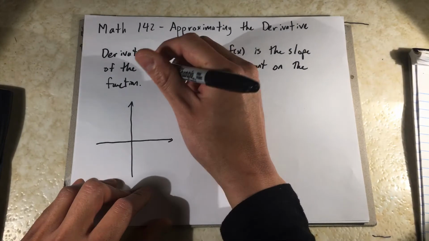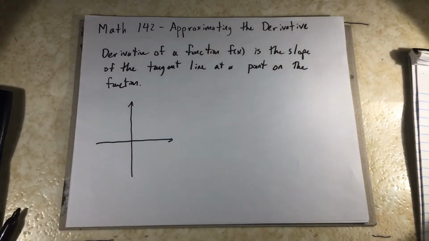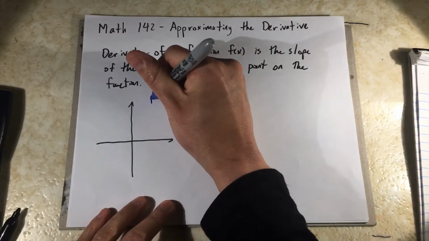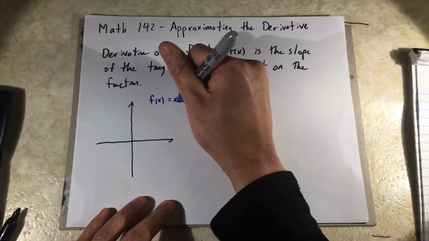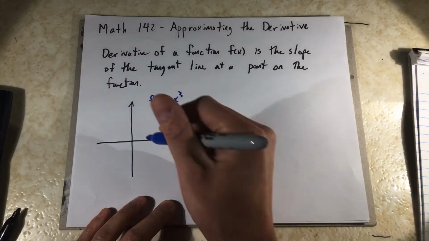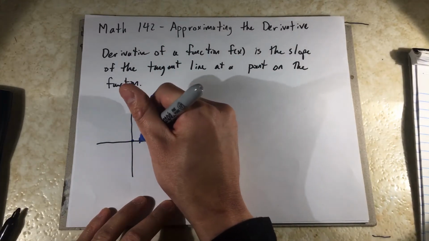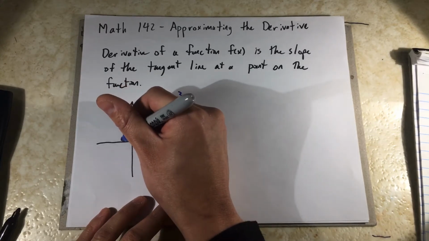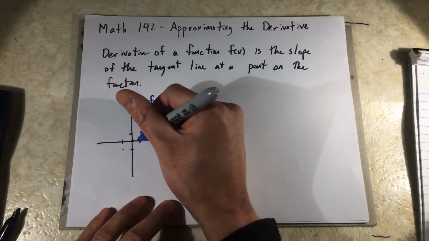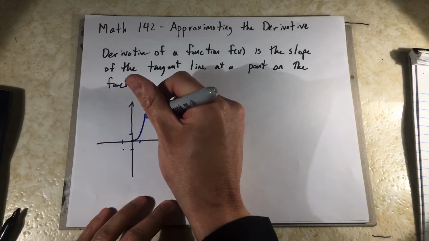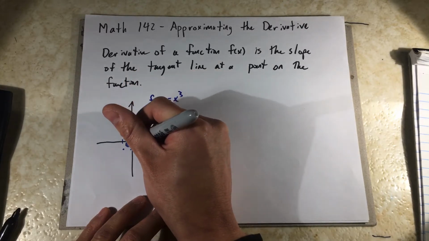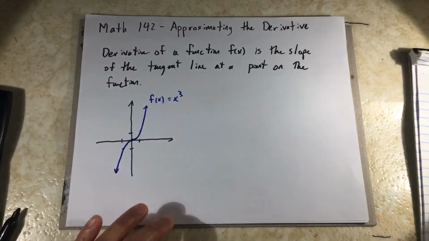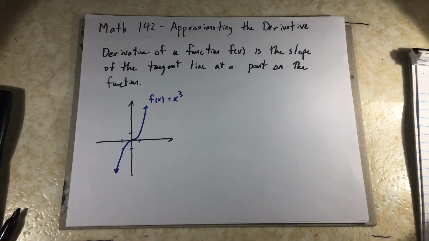So let's say that we want to plot f of x is equal to x cubed. All right, so we know that it goes through 0. There's a point at 1, 1. There's a point at -1, -1, and it looks something like this. Okay, so that's our x cubed function.